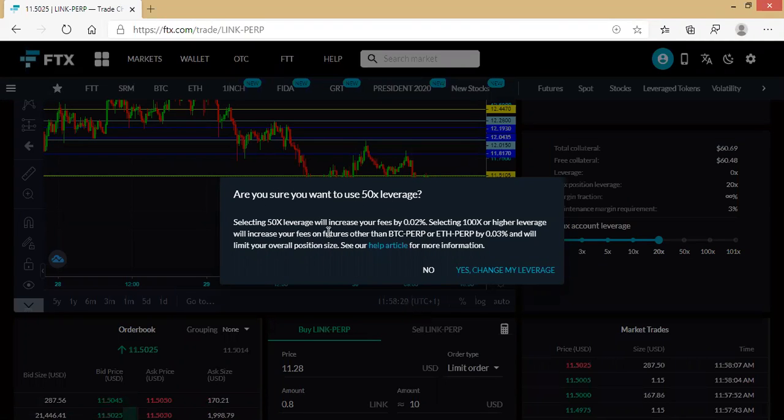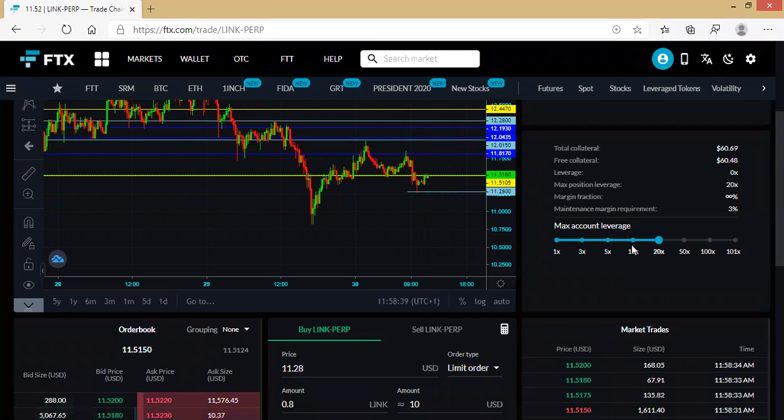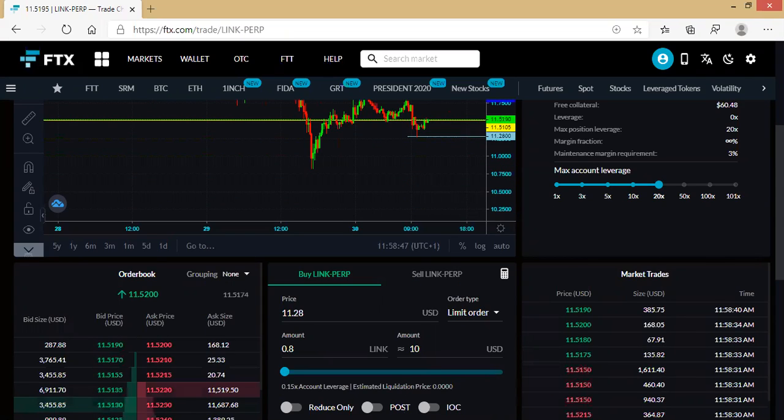Selecting 50x leverage will increase your fees by 0.02%. Selecting 100x or higher leverage will increase your fees on futures other than. Okay, this thing doesn't really apply. It used to apply before, but it's no longer applicable right now. So this is the place for you to change your leverage, for those who are using PC, but it's different for those who are using the mobile app.